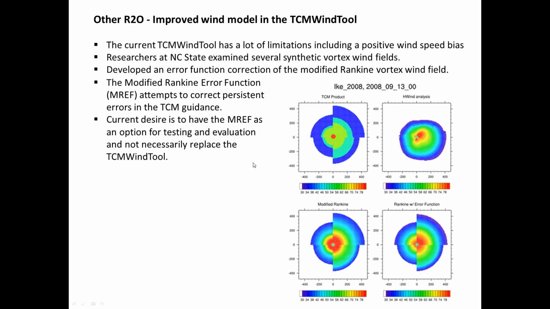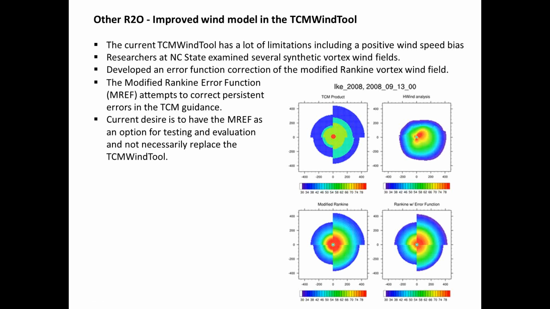So in the little cartoon to the right, this is for Ike. What you see here is a crude depiction of what the TCM product would produce in terms of wind speeds. In the upper right is the H-wind analysis, a product developed by the Hurricane Research Division. So this is essentially our verification of what the wind field was like at that time. In the lower left is the modified Rankine wind field. This is essentially what is used in the TCM wind tool itself. This is what your tool would give you. And the lower right is the error function added to that, which tries to remove some of the typical bias with the actual modified Rankine wind field used in the past.